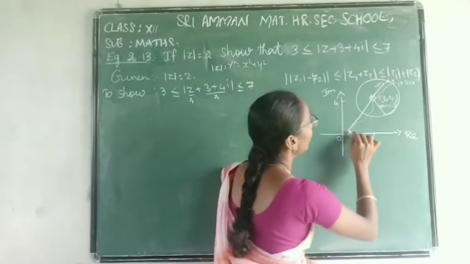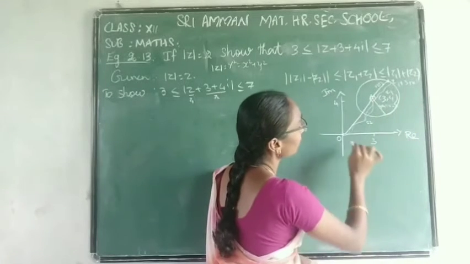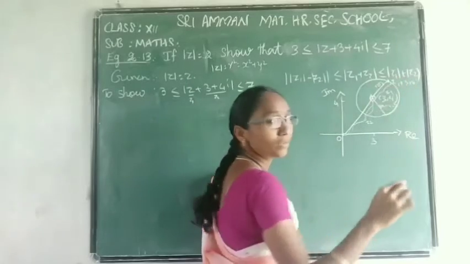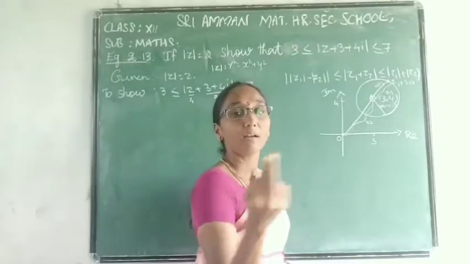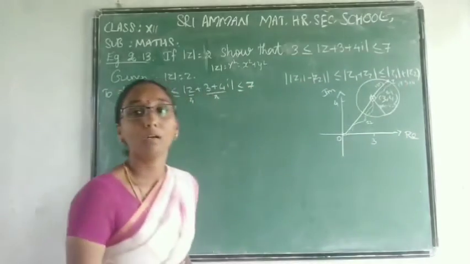Okay. So, this one is considered as z2. This one is considered as z1. So, z1 plus z2 is in this place. Modulus of z equal to r equal to 2. r is the radius of this. So, we draw the circle.